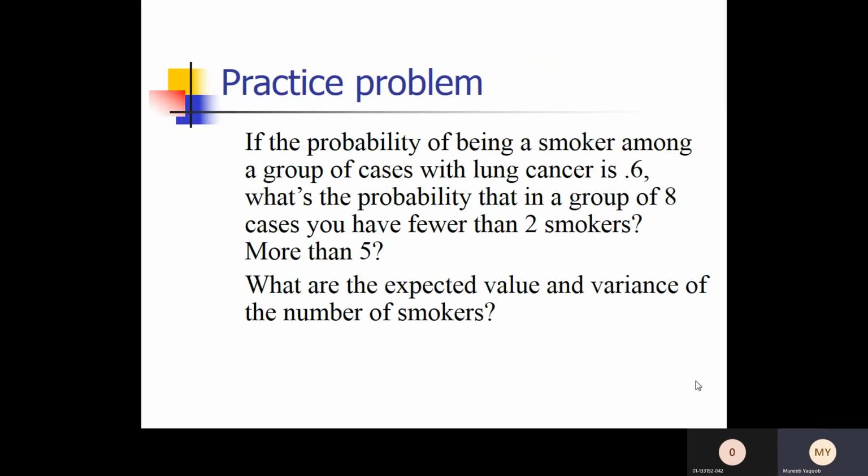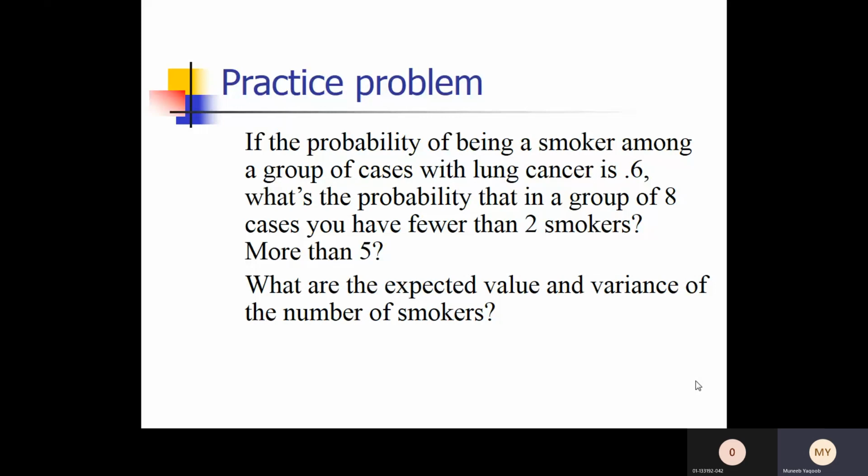the probability of being a smoker among a group of cases with lung cancer is 0.6. You have to calculate the probability that in a group of 8 people, fewer than 2 are smokers or more than 5 are smokers.